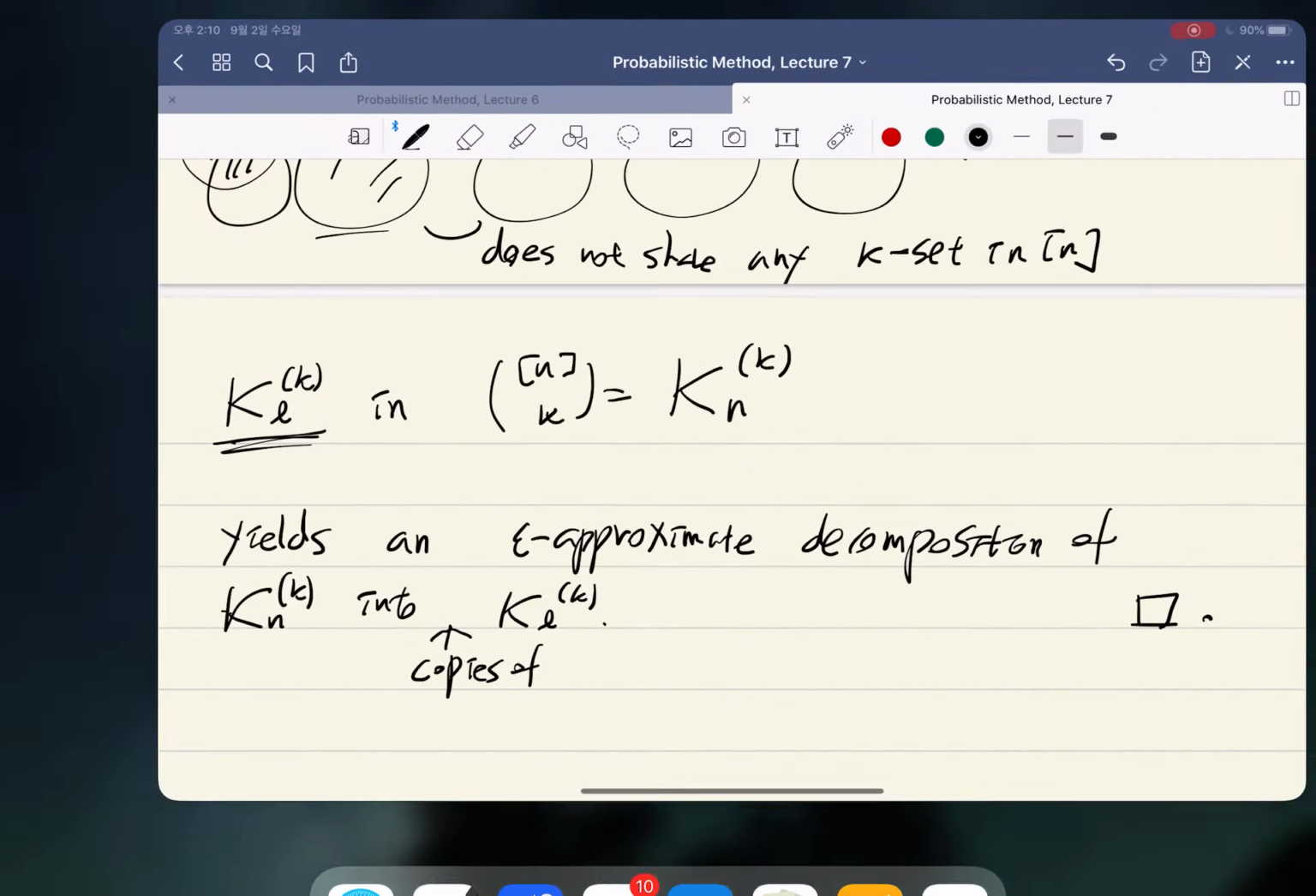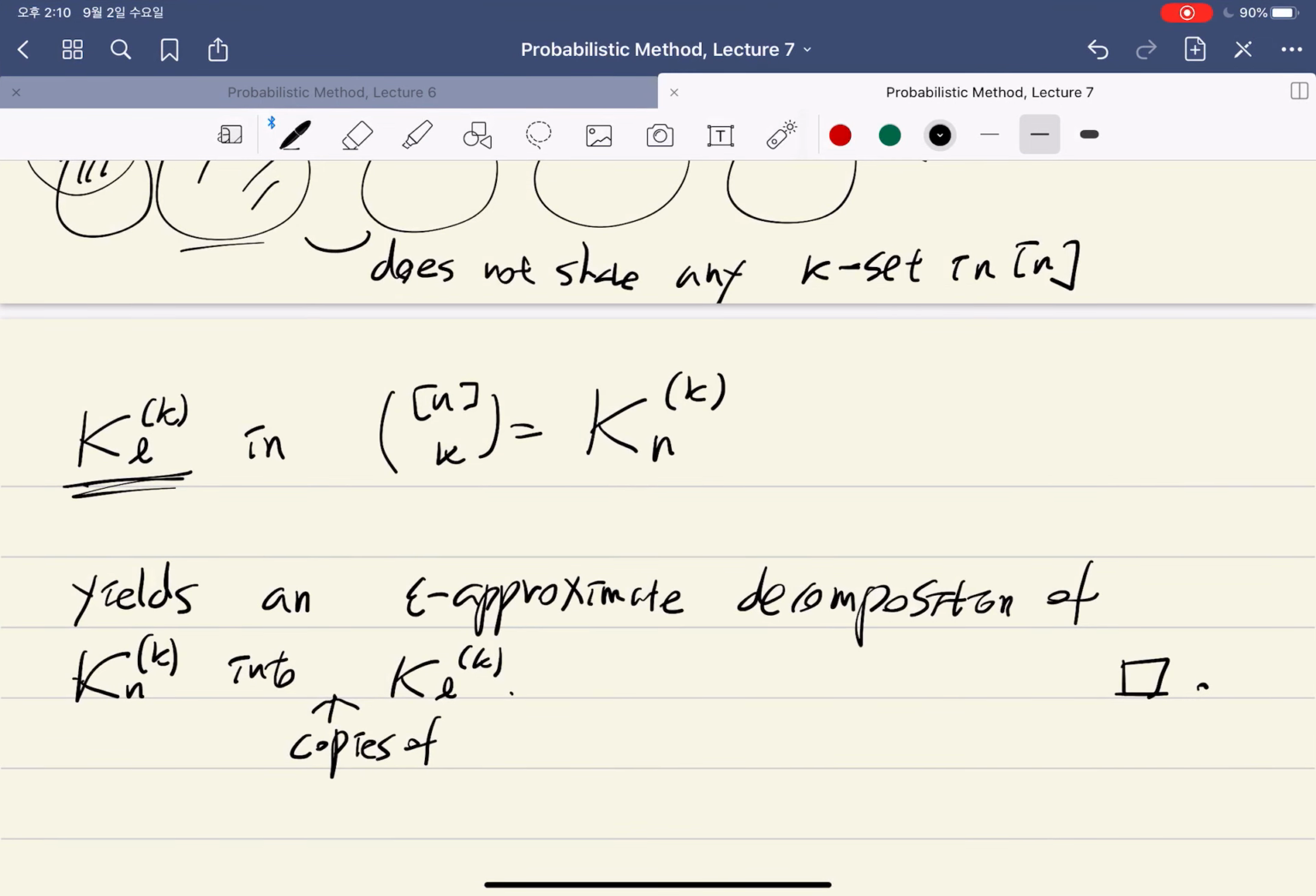Give me a moment. Wait. Why is it not moving?